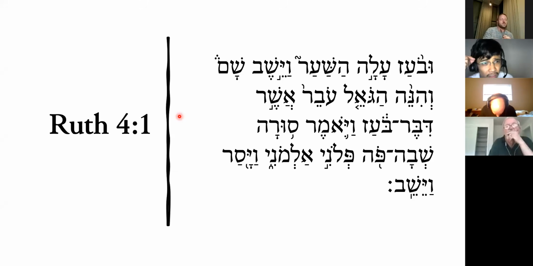Sit. And then you have what's the first short form? Shev. It would be perfectly acceptable to say shev po, sit here. But this is a long form imperative, sheva po. It means also sit here. Sheva po, sit here, and this is how he called him, Peloni, Almoni, whoever it was.